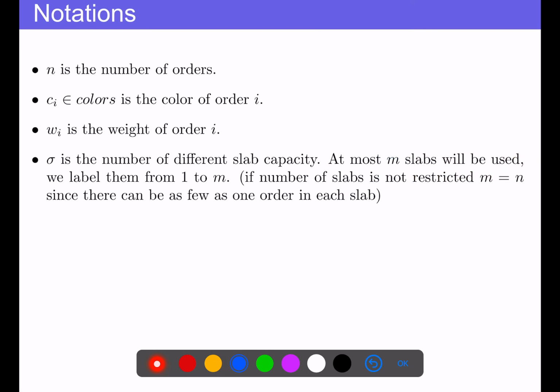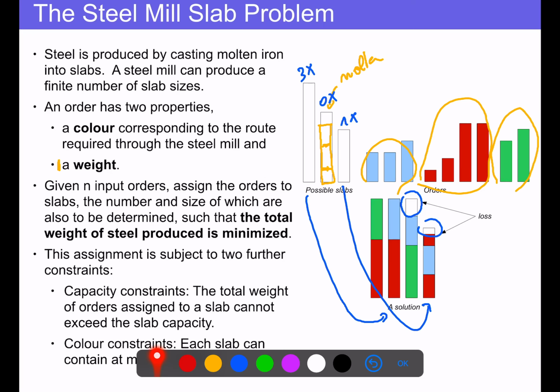What could be the decision variables? So first, let's describe the input data. The input data is n orders. Then you have the color of each order. And you have the weight of the order i, okay? And each slab has a different slab capacity, okay? You have sigma different slab capacities, and you have n different types of slabs, okay? I forgot to mention one constraint: you cannot assign more than 2 colors to the same slab, okay? So you cannot assign more than 2 colors to the same slab.